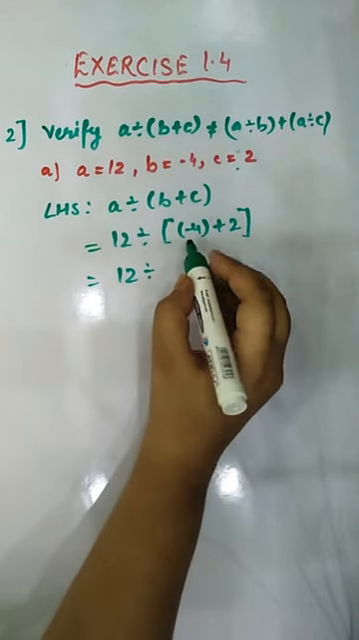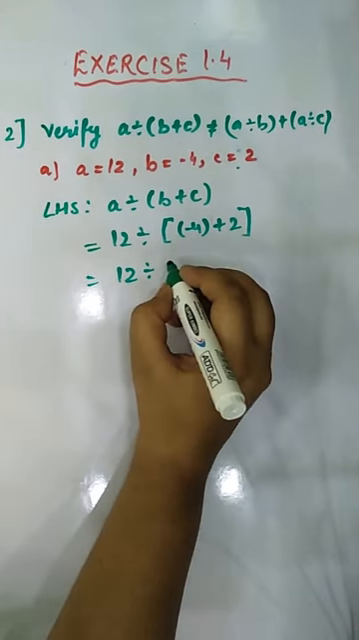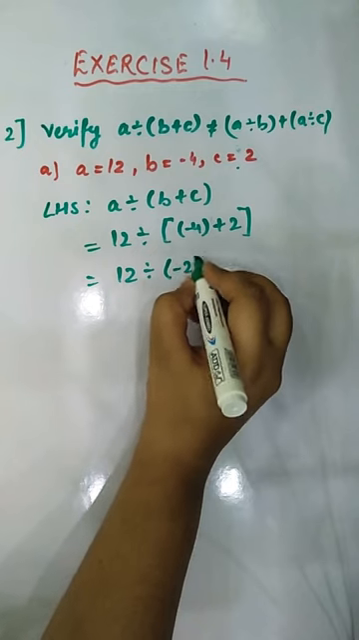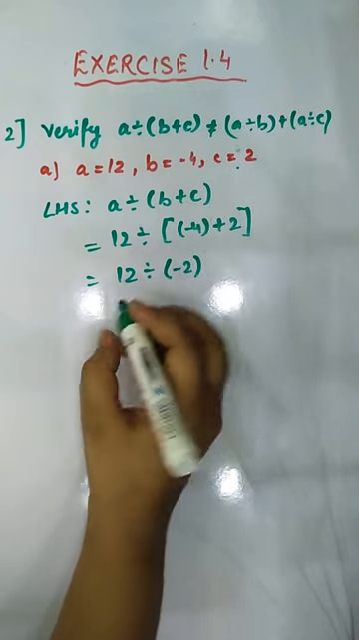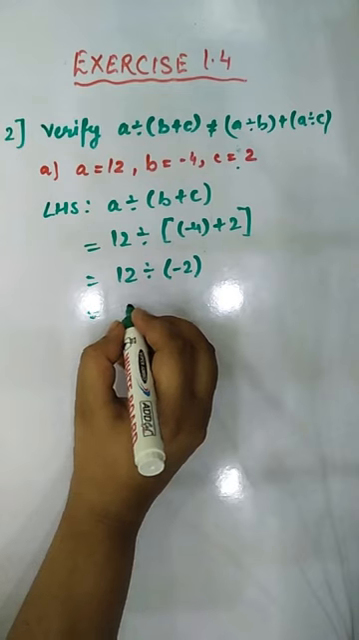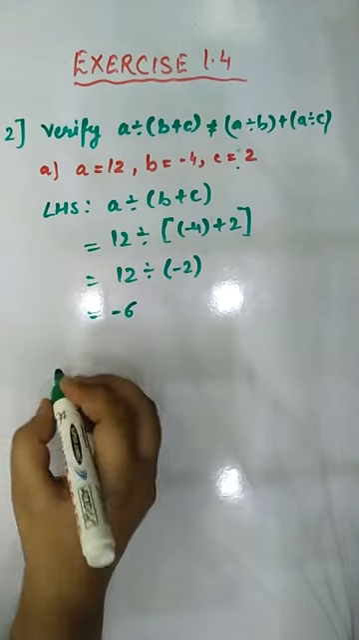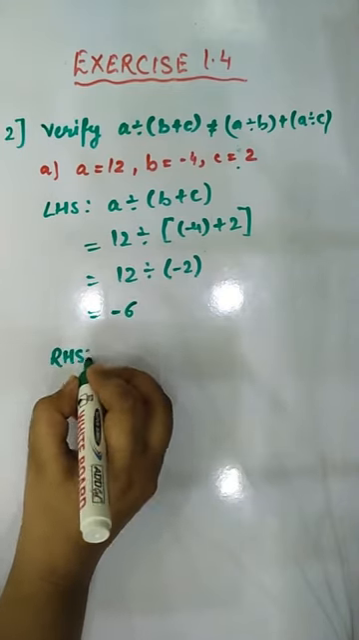12 divided by, solve this bracket, -4 plus 2 will be -2, because one is positive, one is negative, and this will be -6.